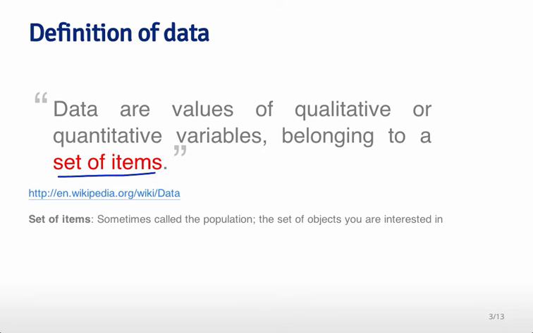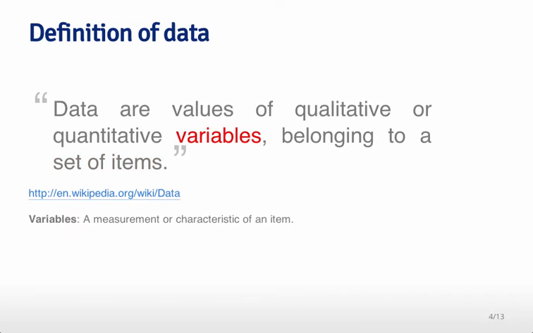The set of items is sometimes called the population in statistical inference. It's basically what you're trying to discover something about. So it might be the set of all websites, or the set of all people coming to websites, or the set of all people getting a particular drug. But in general, it's a set of things that you're going to make measurements on.